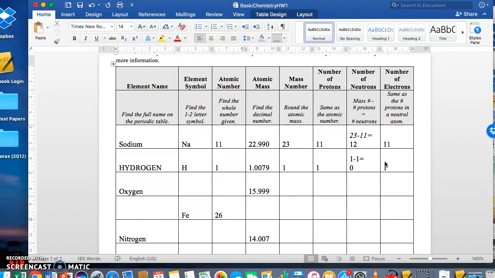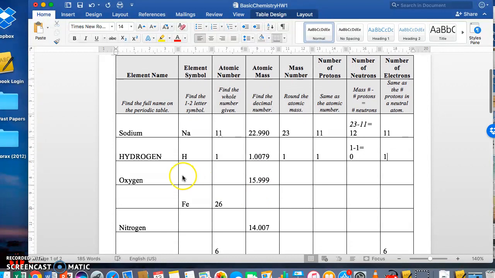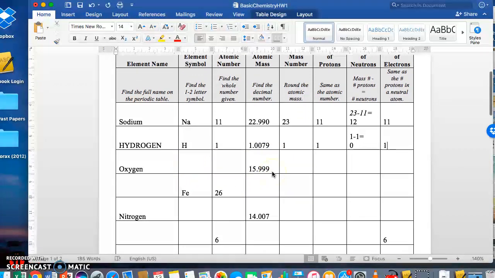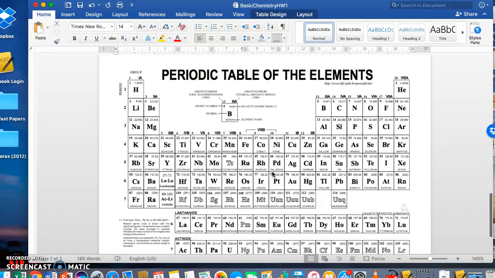All right, so let's try just one more together. Let's look at oxygen. This time we're given the name oxygen, we're given the atomic mass as on the periodic table, and it's our job to fill in the rest of the information. So we're going to scroll down, or flip over your paper, and we're looking for oxygen. Remember, you can look up a different periodic table with more information, or sometimes they allow you to zoom in so that you can see all the little details.